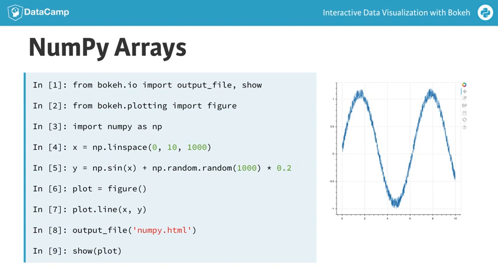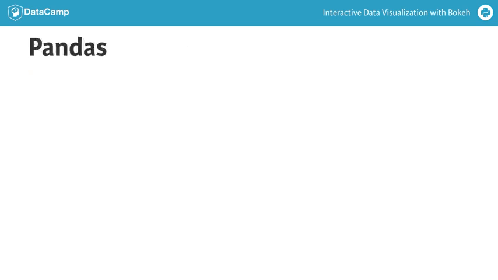NumPy is a Python library for dealing with multi-dimensional arrays of data efficiently. It is the foundation of the scientific Python stack, and many of the powerful Python packages for analytics and data science rely on it directly or indirectly. Here we use the NumPy function linspace to create an array of 1,000 values evenly spaced between 0 and 10. These will be our x values. Then we use the NumPy sine and random functions to compute a noisy sine curve based on those x values. Just like with Python lists, these NumPy arrays can be passed directly to the line glyph method to specify the x and y coordinates.